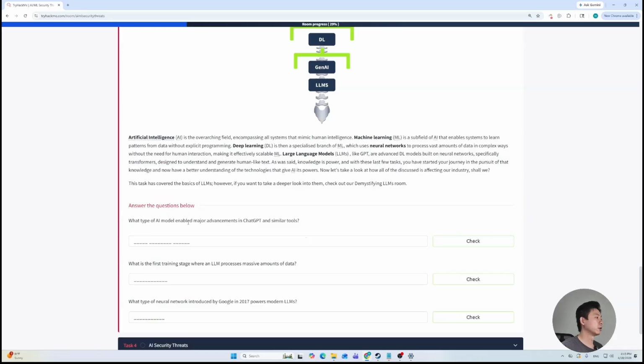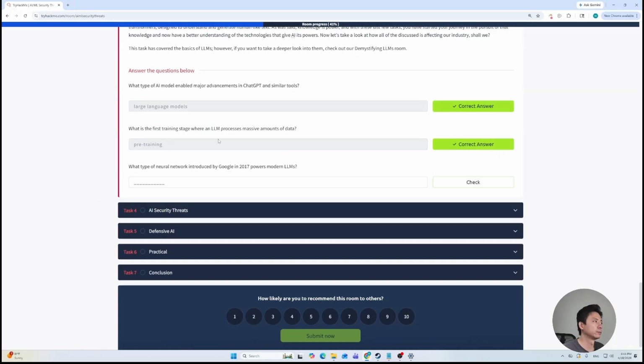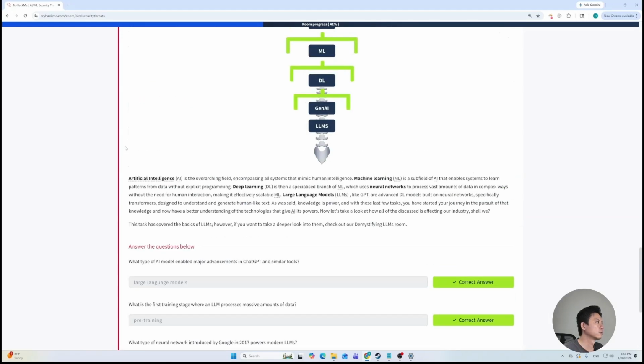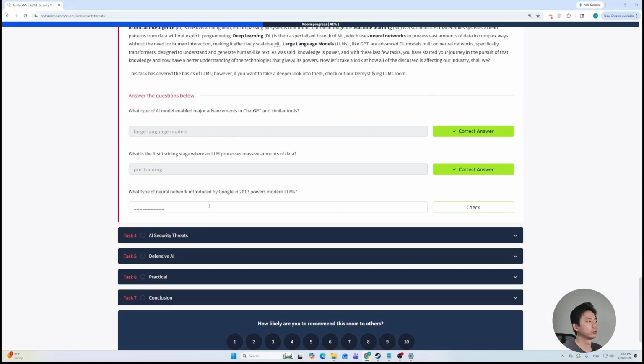What type of AI model enabled major advancement in ChatGPT and similar tools? Large language model. What is the first training stage where an LLM processes massive amounts of data? Pre-training. What type of neural network was introduced by Google in 2017? Transformer.